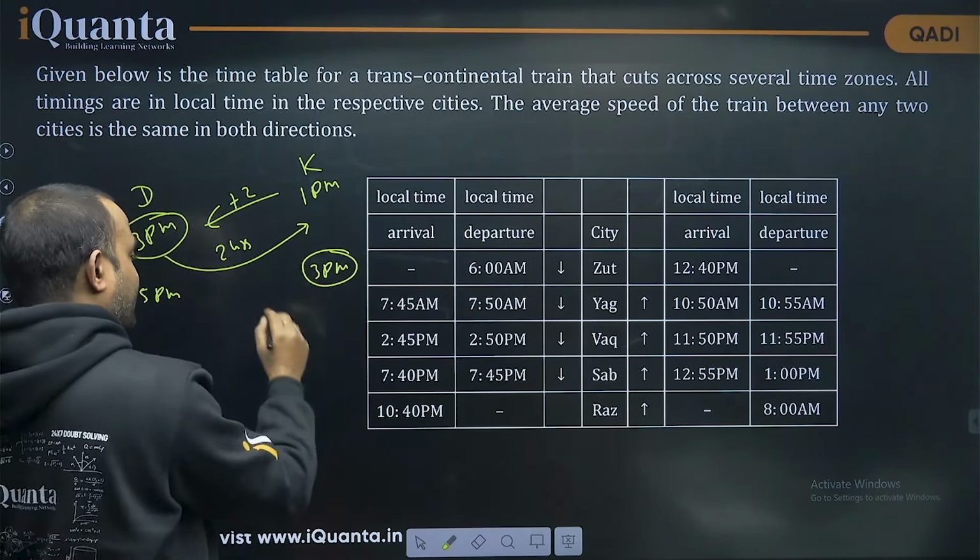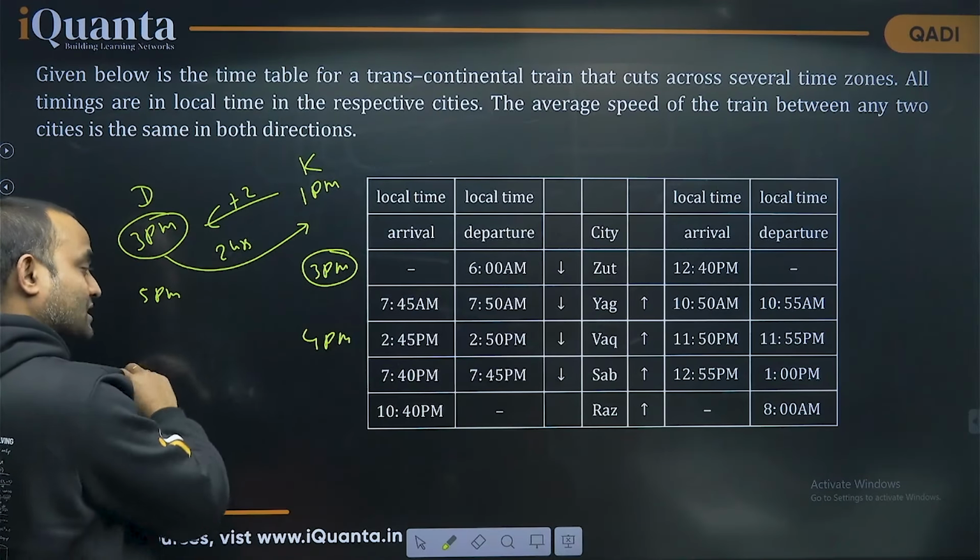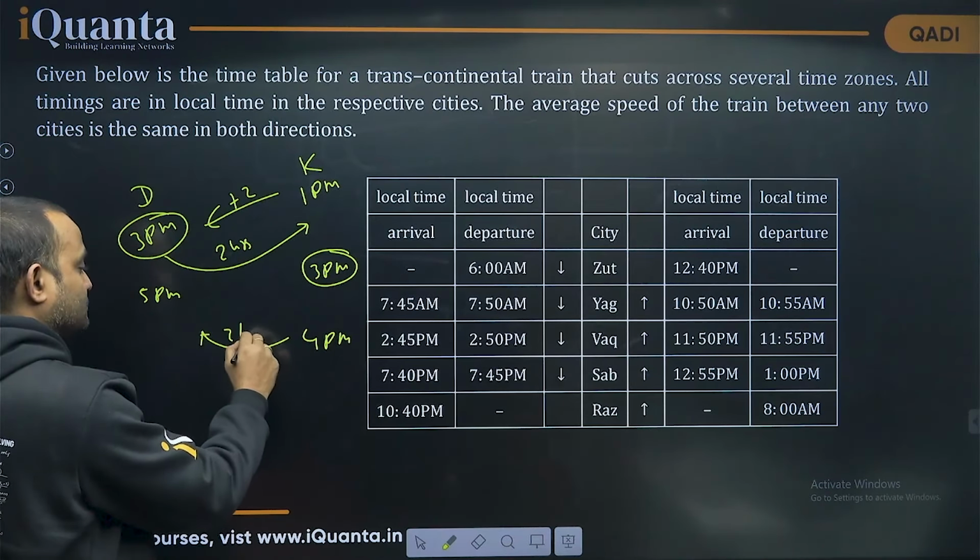And if a flight is leaving from 4 p.m. from Kolkata and going to Delhi, same travel time 2 hours. So what will happen? It will arrive at 6 p.m.